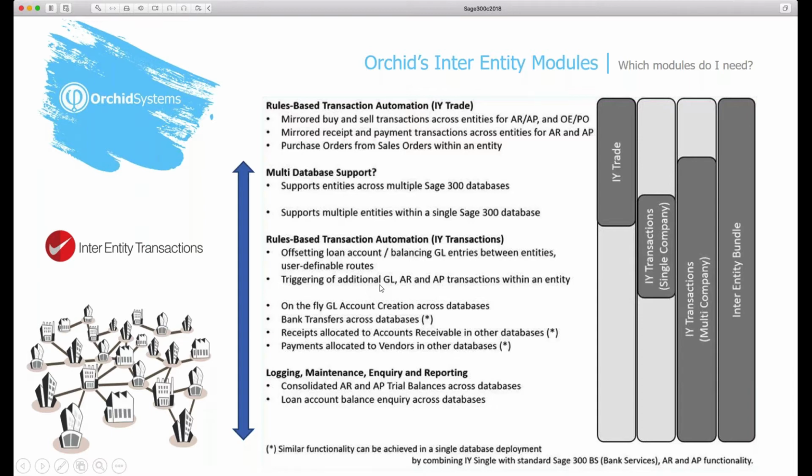This is where InterEntity Trade can be used as well, because InterEntity Trade is all about situations where you have entities within a group trading with each other, goods and services either via AR and AP or via OE and PO. So in this scenario I'm talking about here, if you've raised an AP entry in the first company because you want to pass some revenue on to a second entity, you can then have InterEntity Trade create the AR entry for you automatically in that second company.